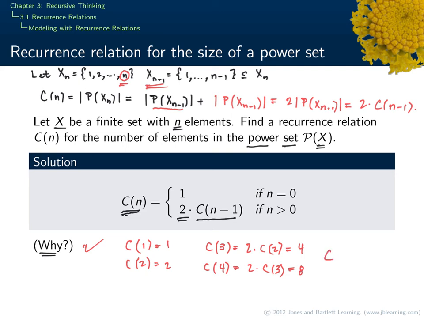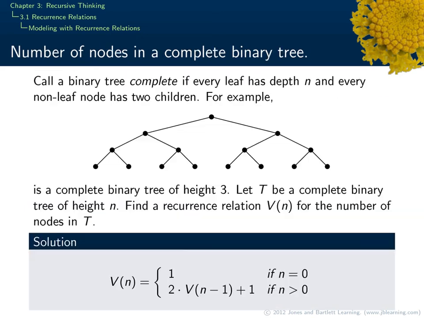And so C of n, if we want what we call a closed form formula for this function, is just 2 to the n. And you may recall when we were talking about sets a month or so ago that I asserted that the size of the power set of a set with n elements is 2 to the n, and this is the reason why.